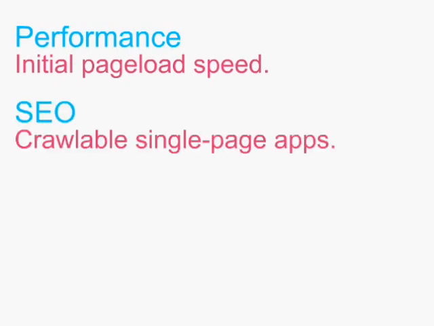Similarly, SEO is important to some people. So if you want to build a single-page app, but you want it to be crawlable by a search engine, you have to do some hacks to make that work. But if your app can already, by default, render on both the client and the server, then that works really well.